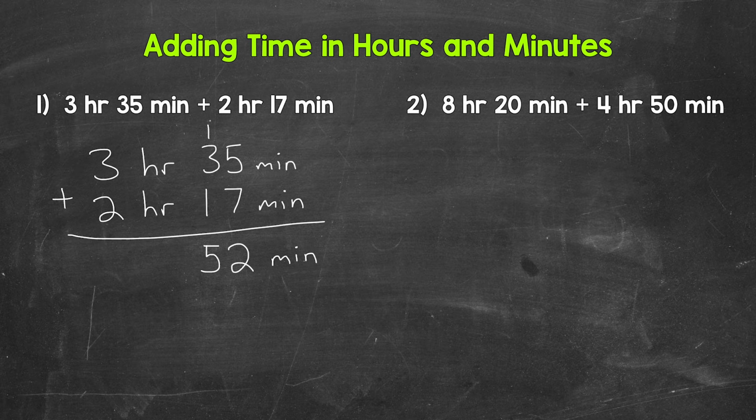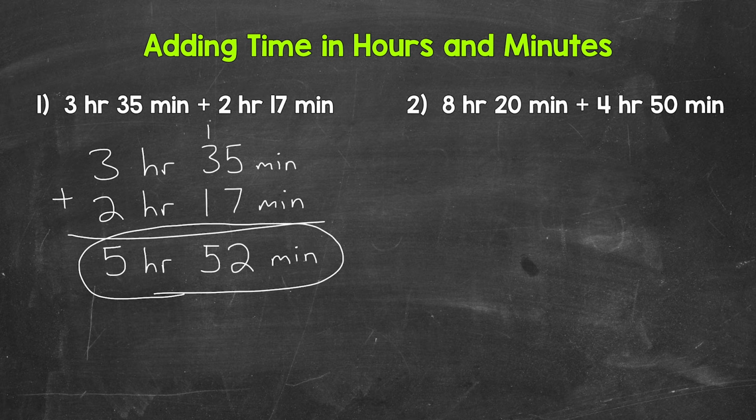Now we add the hours. We have 3 hours plus 2 hours. 3 plus 2 gives us 5 hours. And we end up with 5 hours and 52 minutes. This is our final answer. So 3 hours and 35 minutes plus 2 hours and 17 minutes equals 5 hours and 52 minutes.